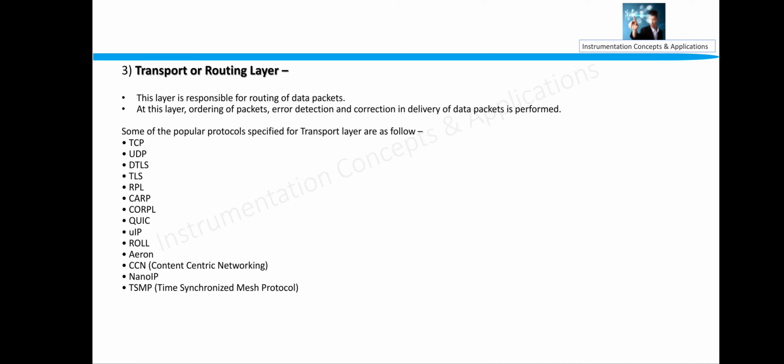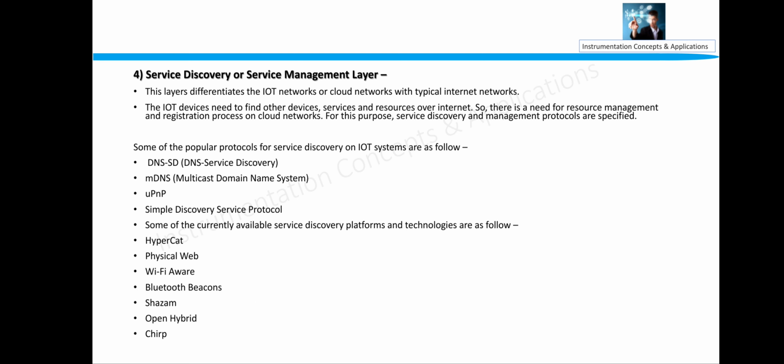So in the transport or routing layer, we can see TCP, UDP, TLS, RPL. These are some popular protocols specified for the transport layer. So this layer is responsible for routing the data packets. Coming to the service discovery or service management layer, this layer basically differentiates the IoT networks or cloud networks from the typical internet networks. And some popular service discovery protocols on IoT systems are these ones.